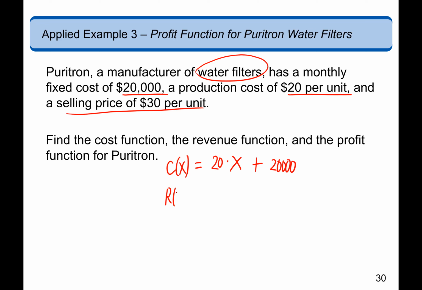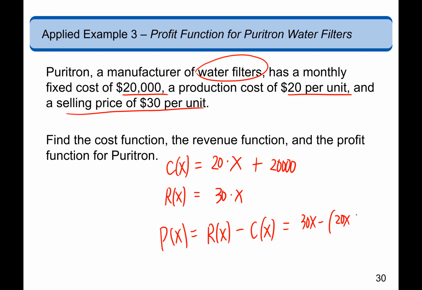And the revenue function: each unit sold brings $30, right? So let's say you sell 10 units, you get 30 times 10, $300. Now, if you sell X units, it will be 30 times X, so you get 30X. Now the profit function, P of X, is the revenue function minus the cost function. So it will be 30X minus parentheses 20X plus 20,000. Once you expand it, you get 30X minus 20X minus 20,000, and this turns out to be 10X minus 20,000. So this is the profit function.